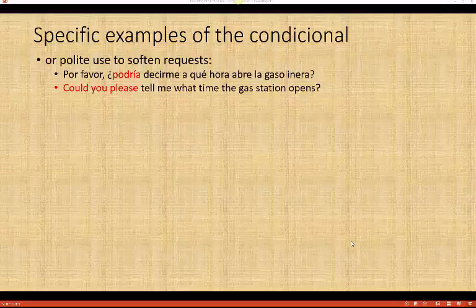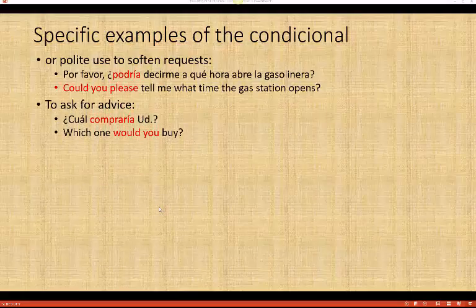So, por favor, ¿podría decirme a qué hora abre la gasolinera? Could you please tell me? Would you please tell me? Okay. ¿Podría usar el baño? May I use the bathroom? Would I? Could I please use the bathroom? So then again, to speak in a polite manner, we use the conditional.